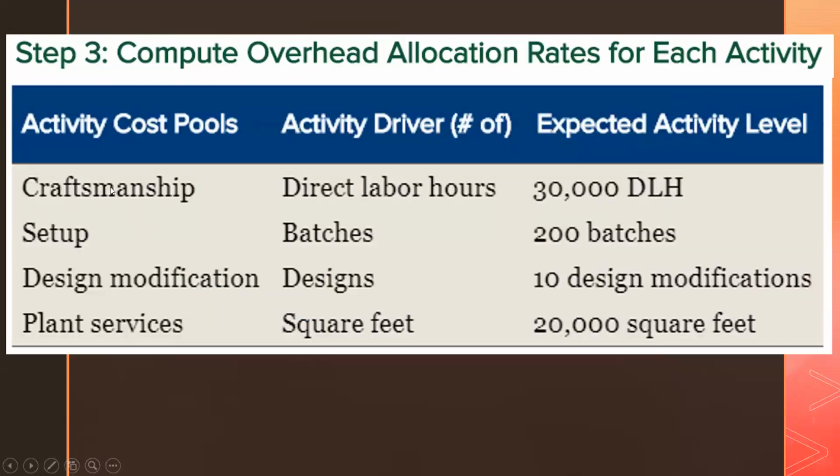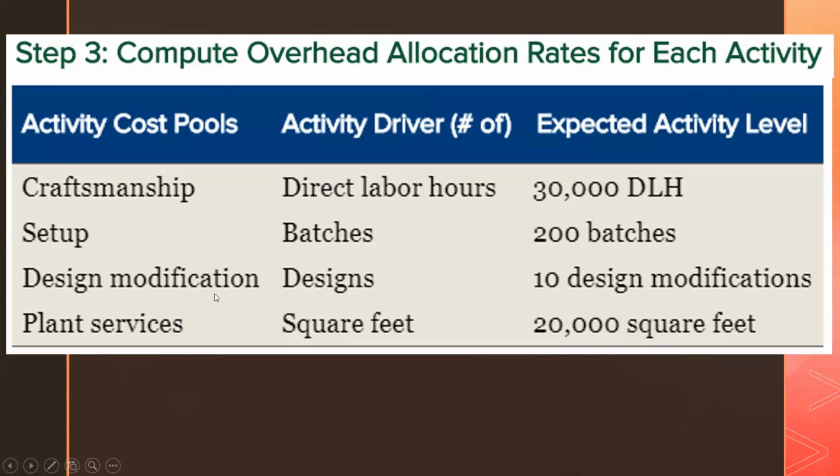So here's how each of them look. Craftsmanship, we just said, is based on direct labor hours. There's 30,000 direct labor hours. Setup, they said they're going to consider batches for the setup. How many batches do we have to do? And they said there's 200 batches expected throughout the year.